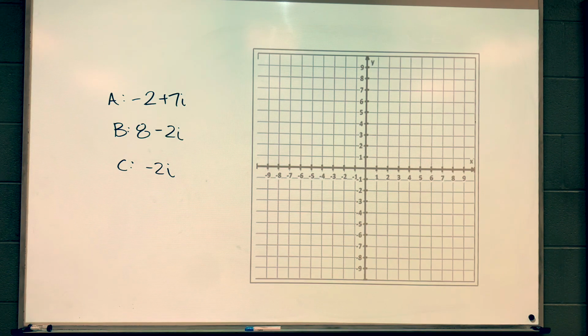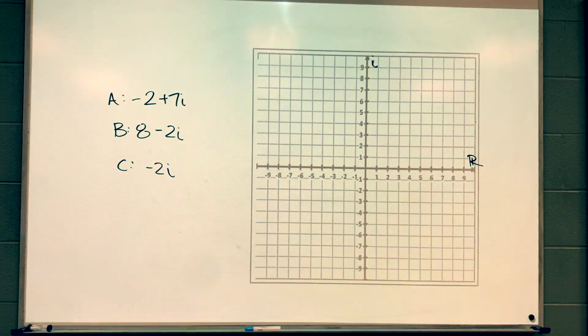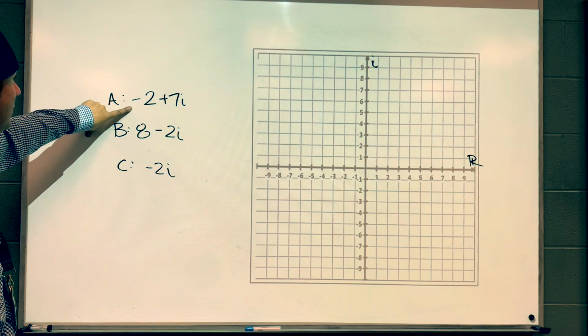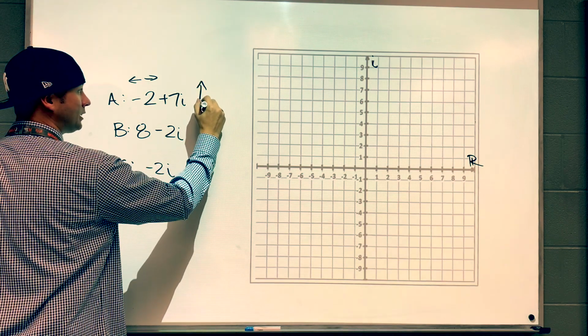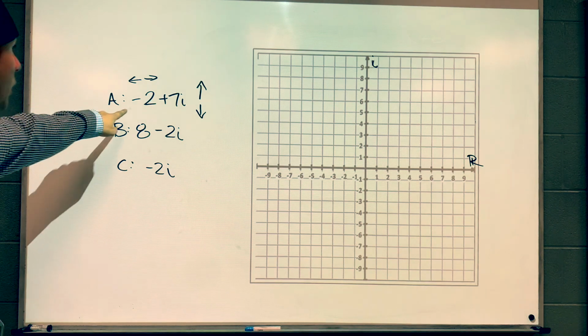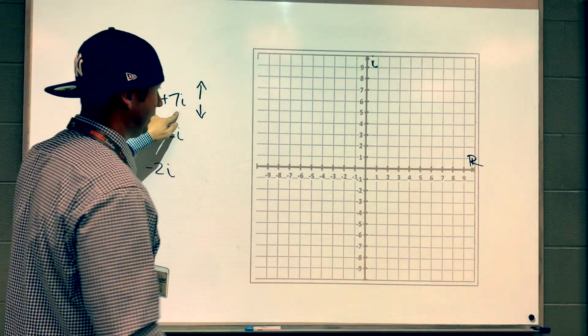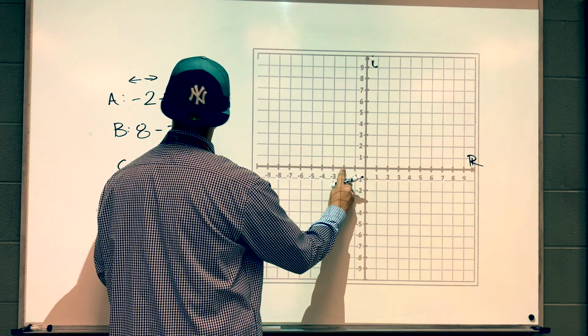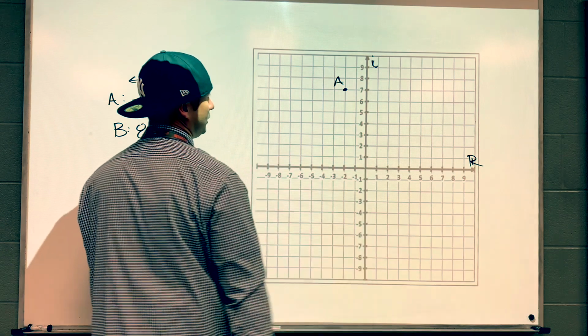All right, too easy. We got 3 complex numbers. Here's the complex plane. So we'll call this the real line, the imaginary line. Okay, A, -2 plus 7i. Again, the real part is your left and right movement. The imaginary part is your up or down. With respect to the negatives, if it's negative, we're going to go left. If this is negative, we're going to go down. Otherwise, we go right and up. So -2 plus 7, this is going to be -2, up 7. So there's A.